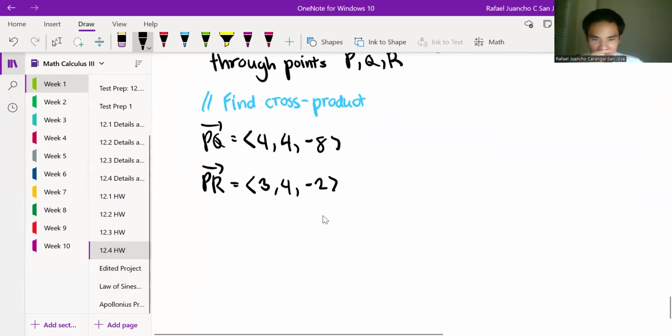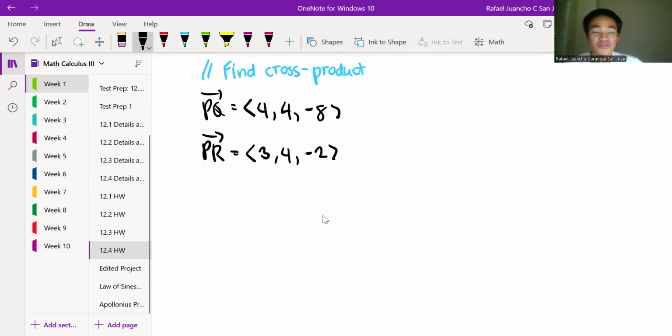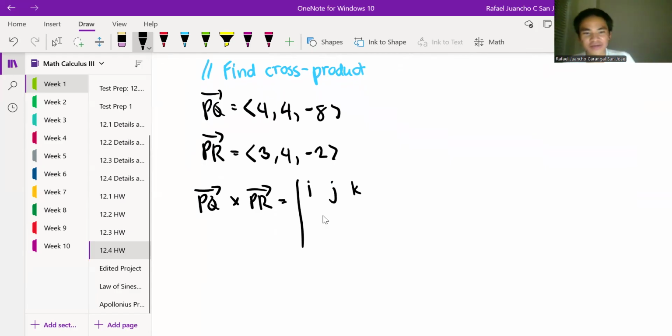The tricky thing about these vectors is order matters. If you mess up one order, it's not going to work. Like I could do RP, but this is not the same as PR. They don't have the same components. Anyways, so you have (4, 4, -8) and (3, 4, -2). Right, so let's do that trick.